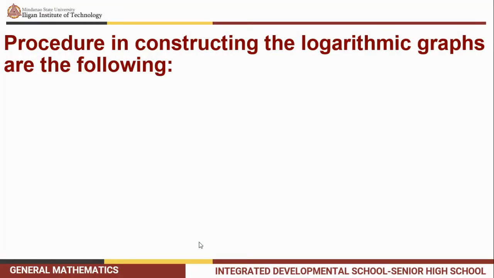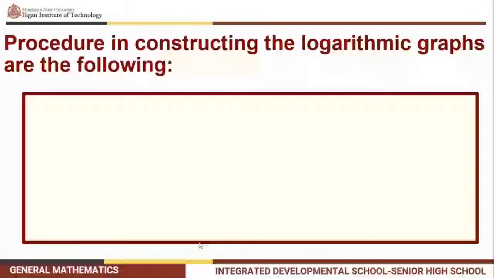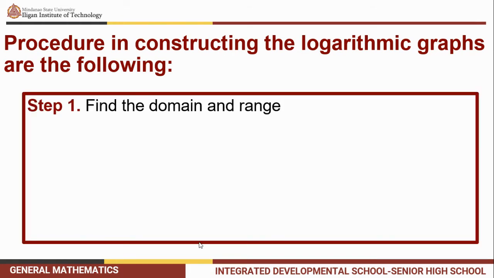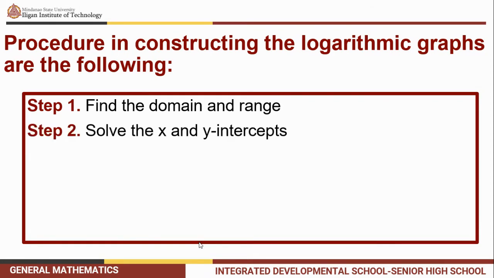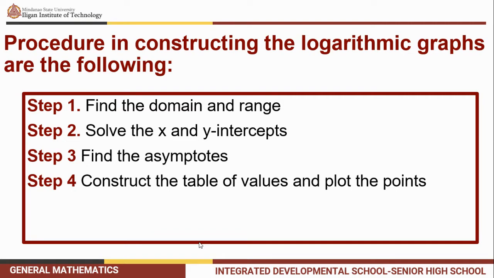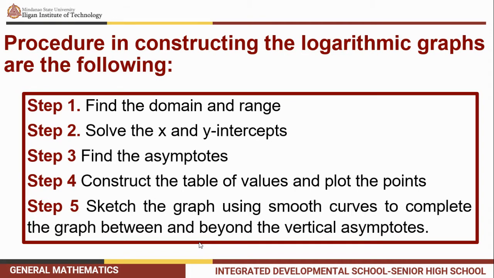Now I will show you some procedures in constructing logarithmic graphs. Step number 1, find the domain and range. Step number 2, solve the x and y intercepts, if there are any. Step number 3, find the asymptotes. Step number 4, construct the table of values and plot the points. Step number 5, sketch the graph using a smooth curve to complete the graph between and beyond the vertical asymptotes.